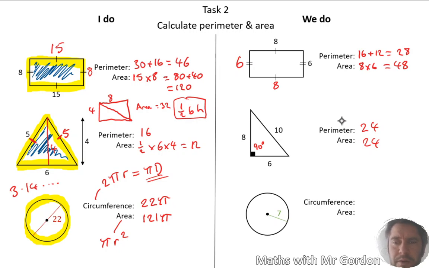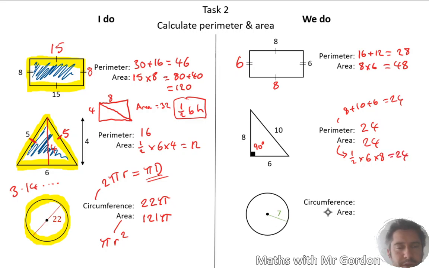So for the perimeter, we've got 8 plus 10 plus 6, which is 18, 24. And for the area, we did half the base times the height. So we did half times 6 times 8, which is 3 times 8, which is 24. Yeah, they both come out at 24.